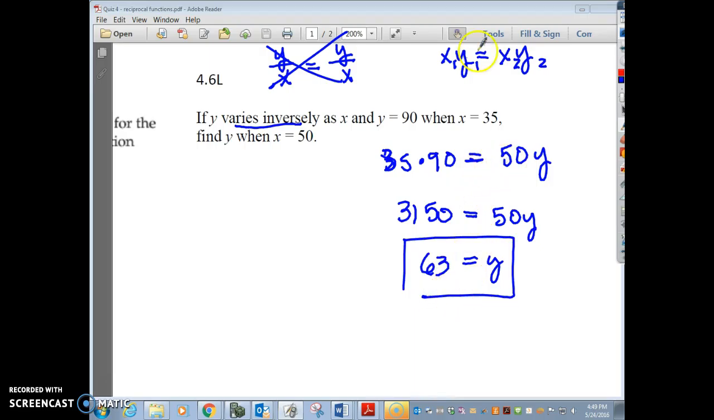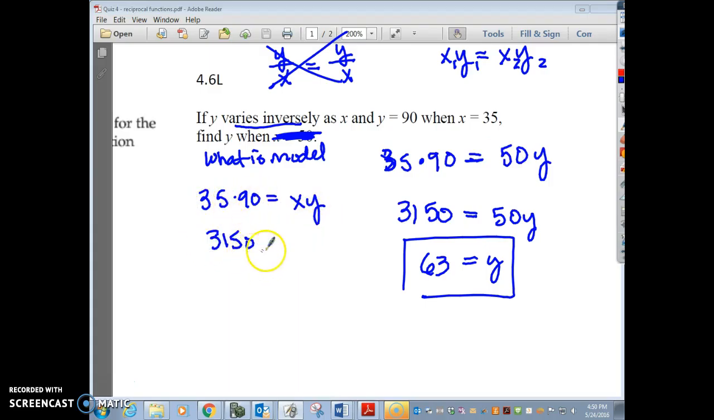What if it was a little bit different? What if it didn't give you this 50, what if it just wanted the model? That would mean that we wouldn't know this 50. We would just have 35 times 90 is equal to x times y, right? So this would be 3150. 35 times 90 is 3150, which is equal to xy.